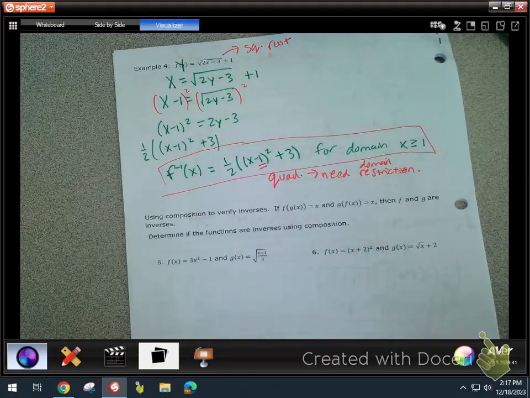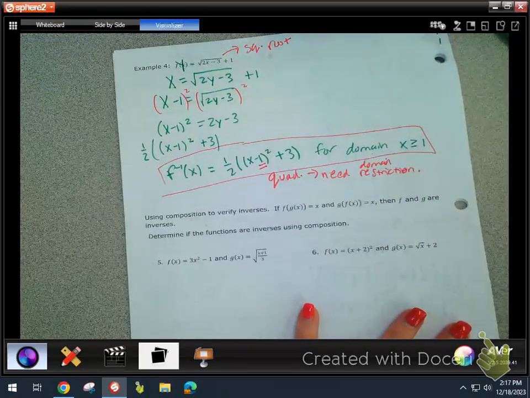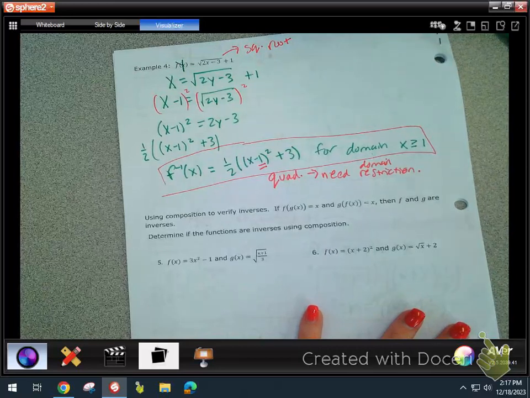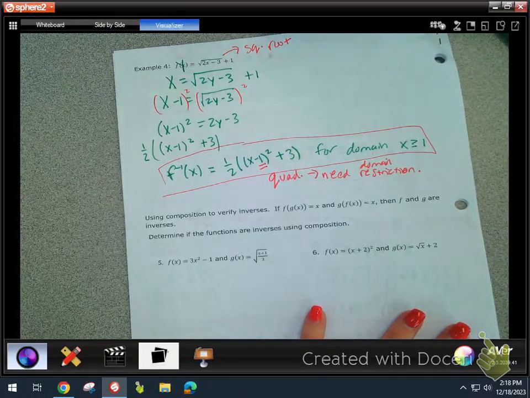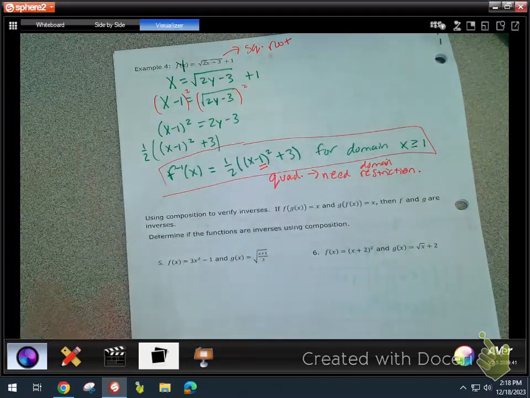But just understand, the first thing is you've got to know, if you have a domain restriction, what does that mean? It doesn't really change your work. You just have to understand. And then if you have a square root and you end up with a quadratic, you've got to write that domain restriction in. You will have 2 problems on your homework where you have to write the restriction in. So you'll see I put a little star on my answer key and I said, need domain restriction, because we needed it there.